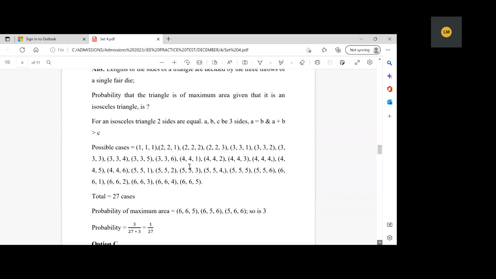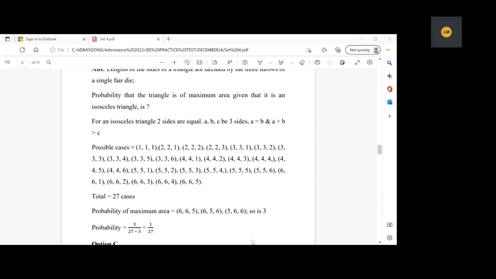But what will be the probability? Which one can give me the maximum area, the maximum value of the side? Here it's 6, 6, 5. So how many times will I be able to write this? It can be 5, 6, 6 or 6, 5, 6 or 6, 6, 5. So there are three possibilities. And what will be the total? It will be 27 into 3. So the correct answer is 1 by 27 and it's option C.